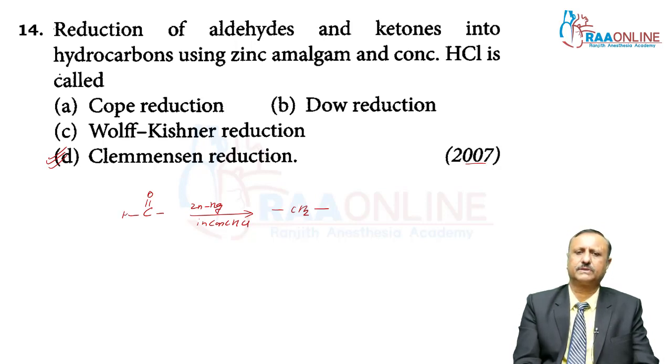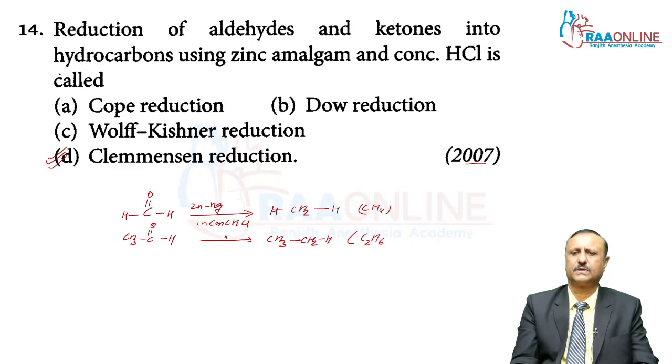Here if you have H and H, then you get methane, CH4. If you have CH3CHO, then the CH3 group is present, and here CH2 and H means you get ethane, C2H6. When acetone is present in your compound, then acetone is reduced by zinc amalgam and concentrated HCl, and you get CH3, CH2 and CH3, and this is called, my dear students, propane, C3H8.